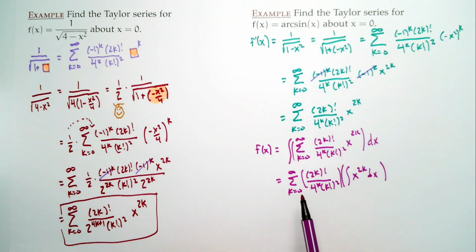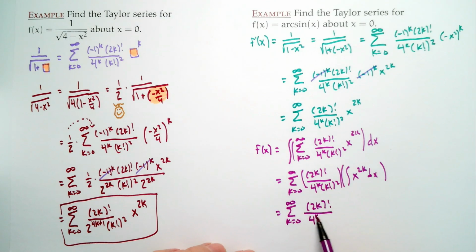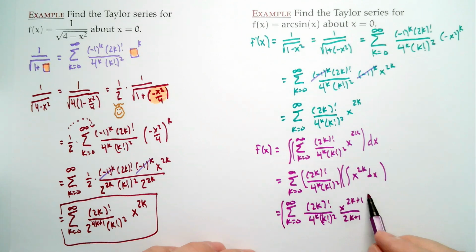All right, now, what's the integral of x to 2k? Well, that's the sum k equals 0 to infinity. We still have our terms up here, 2k factorial. Downstairs, 4 to the k, k factorial squared. And it's x to the 2k plus 1 over 2k plus 1. Are we done? No, not quite. Plus c. Now the question is, how do you find c?